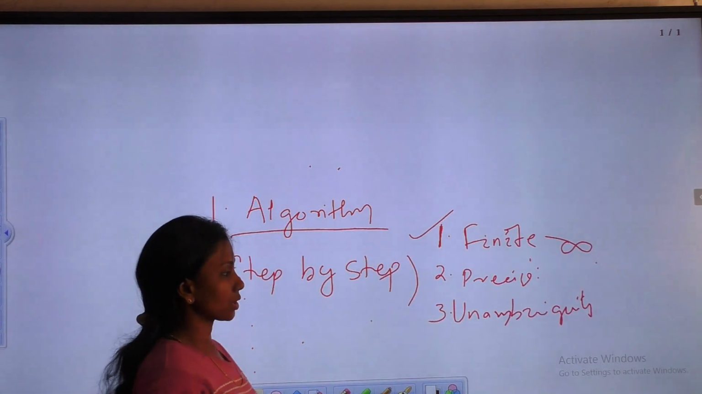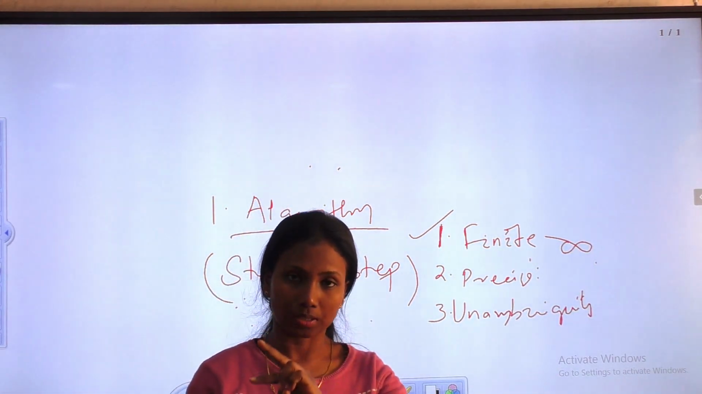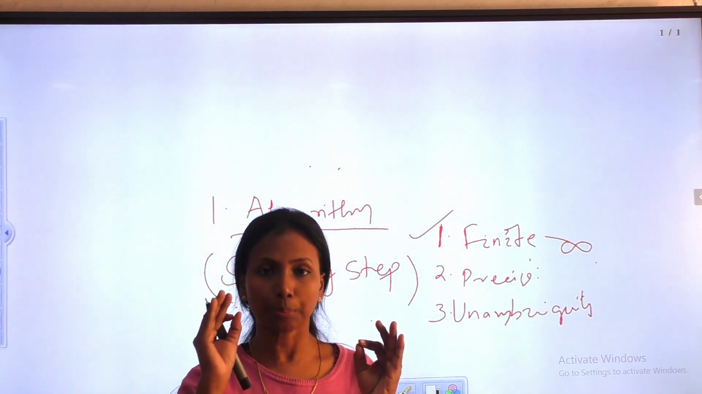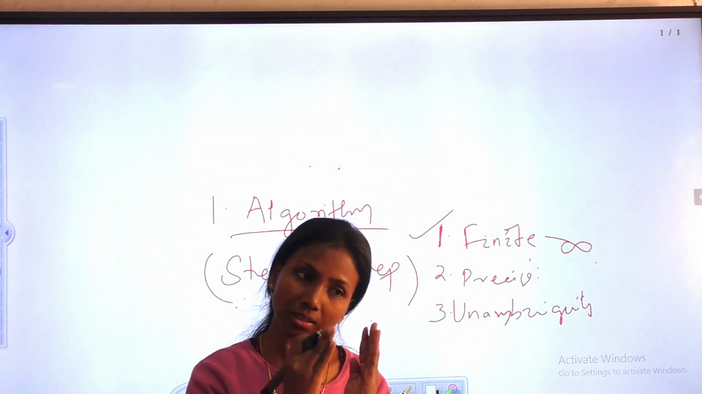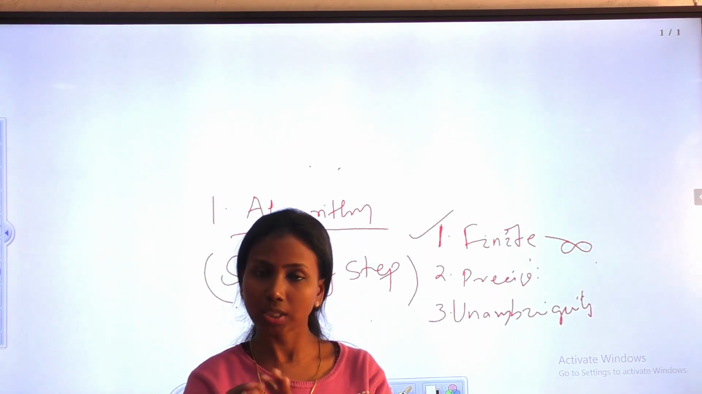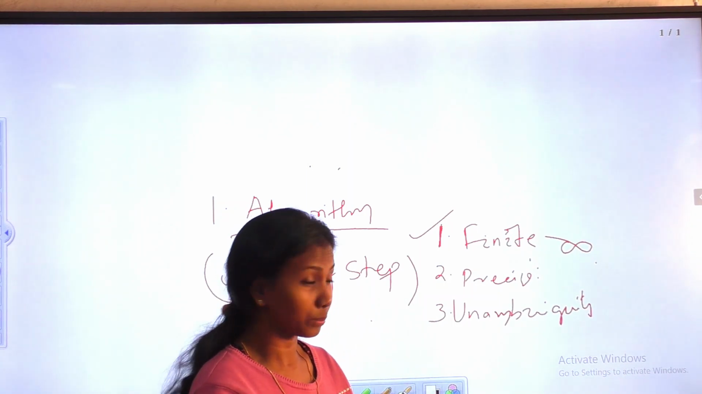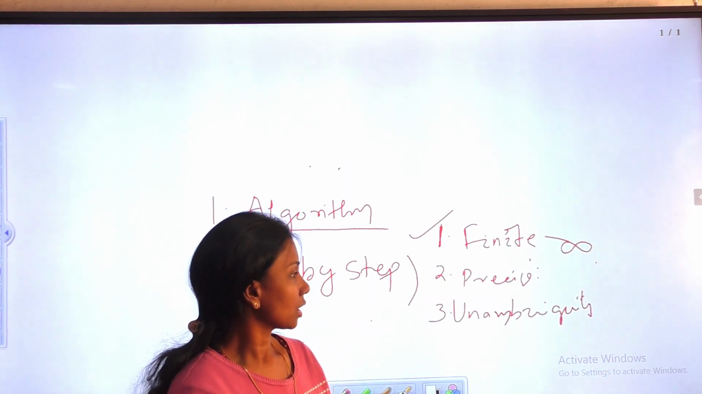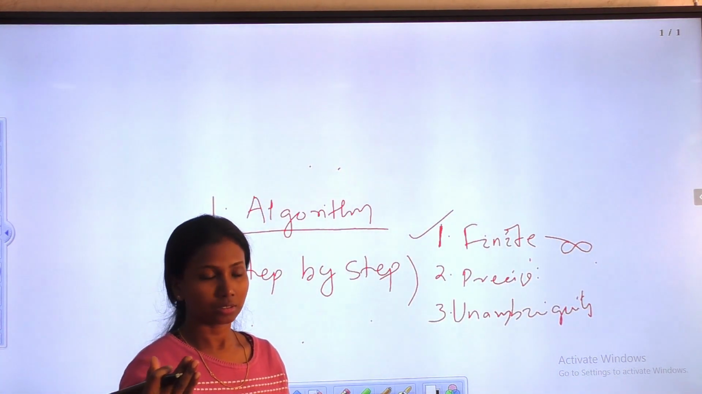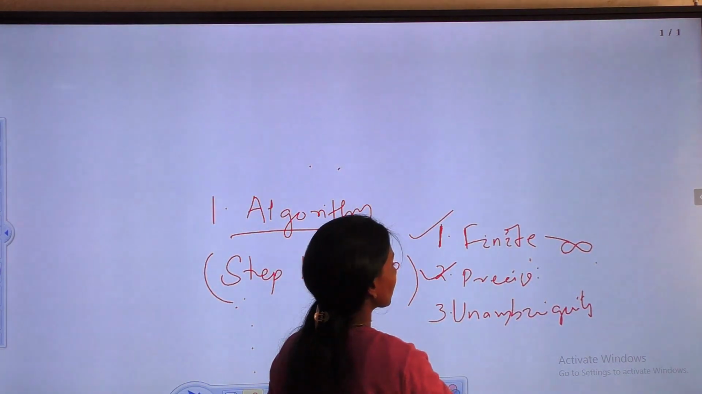Okay, unambiguous, which means that you know that a coin has 2 parts, one head and one tail. That is the simple thing. The coin has 2 parts, that is, one is the head and the other is tail. So there is no ambiguity. So that should be unambiguous, meaning each and every step should not have any confusion. So this is the precise one.